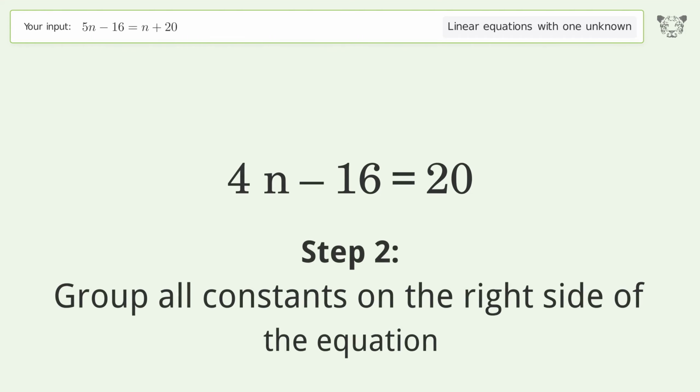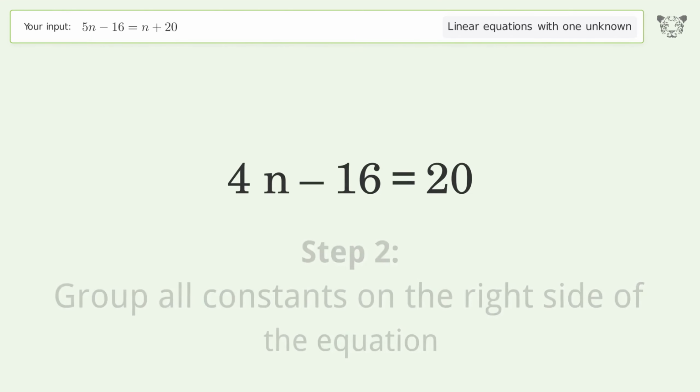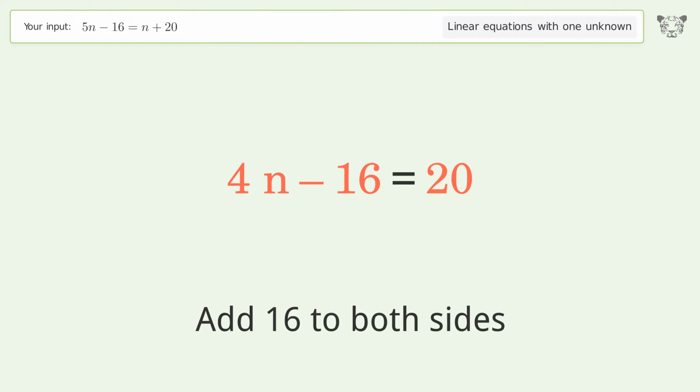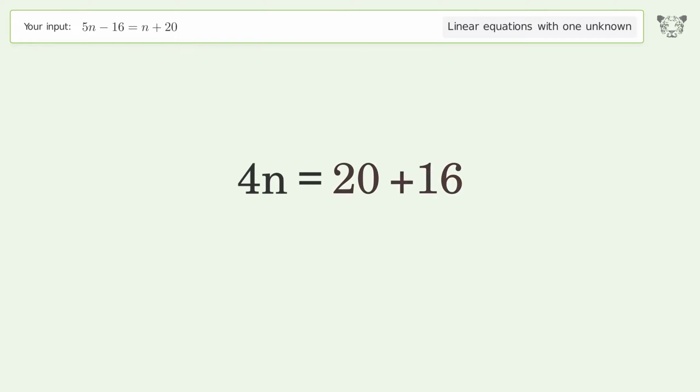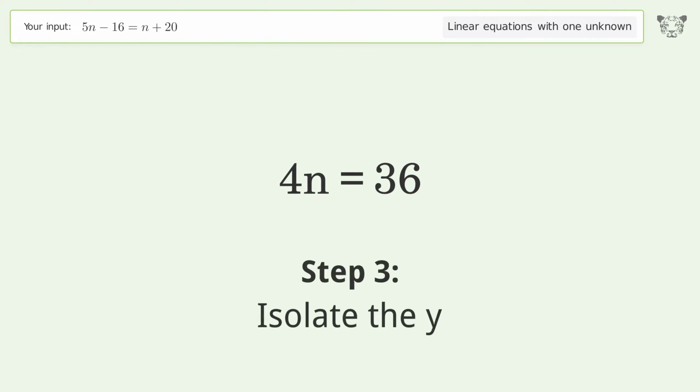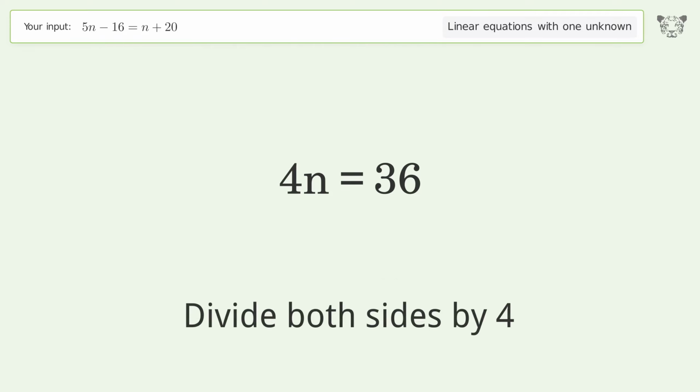Group all constants on the right side of the equation. Add 16 to both sides. Simplify the arithmetic. Isolate the y. Divide both sides by 4.